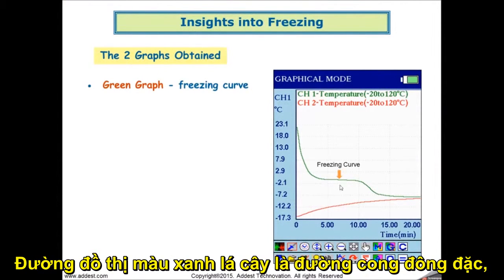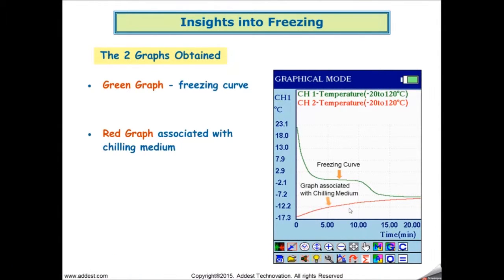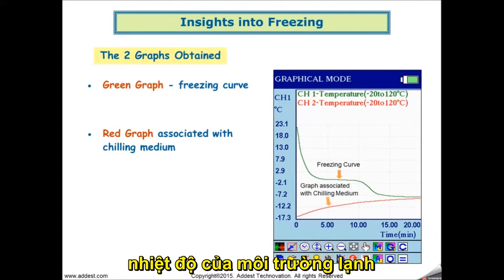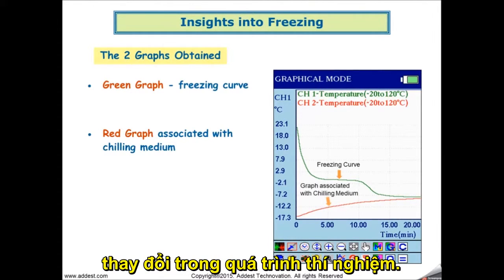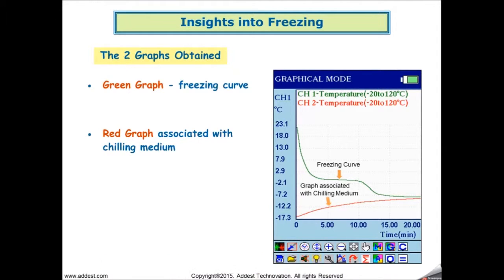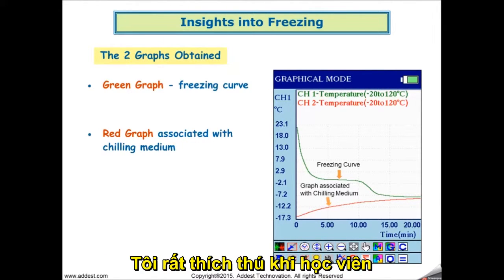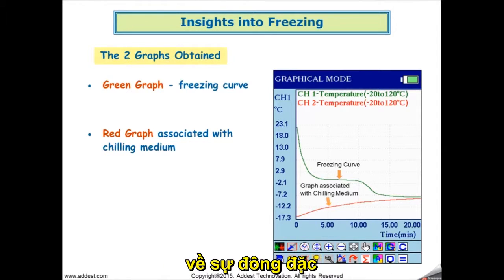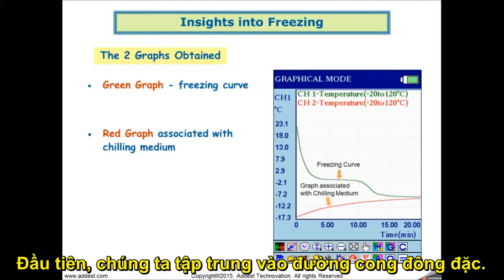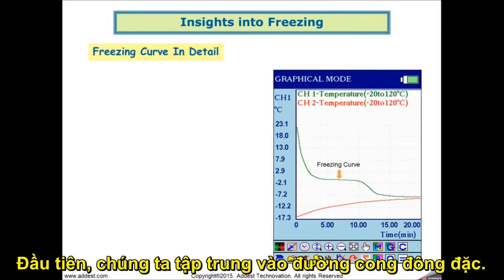The green graph is the freezing curve. The red graph shows how the temperature of the chilling medium changed during the experiment. I would very much like the students to construct the concepts associated with freezing based on these two graphs. First, let us focus on the freezing curve.